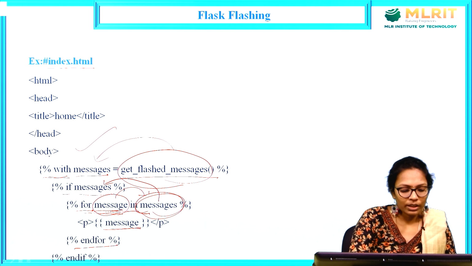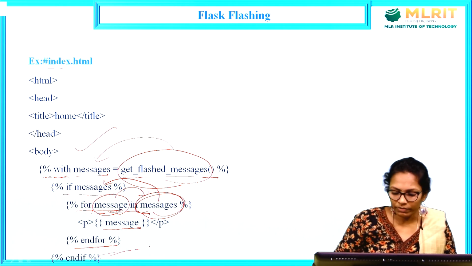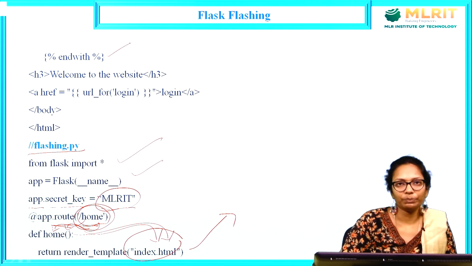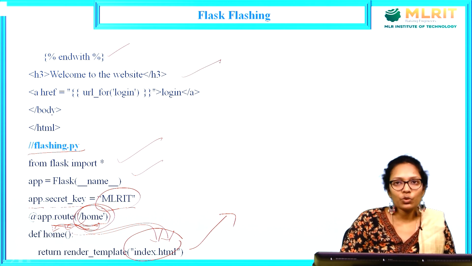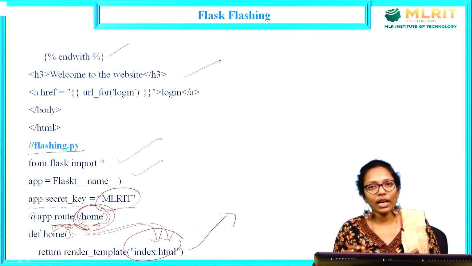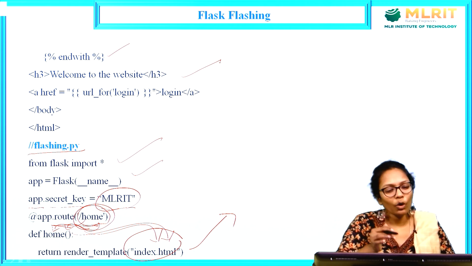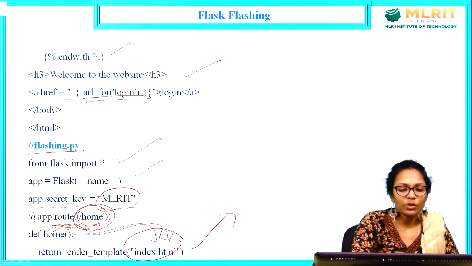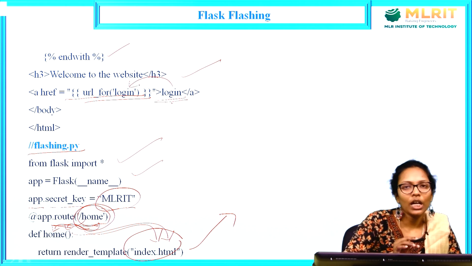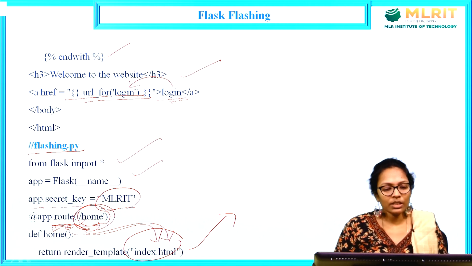I am closing the for loop, I am closing the if, and I am also closing the with. And after that, you're giving a message, welcome to the website, right? After displaying that, if you want to go back to the login page again, then I'm creating a hyperlink here. So the login hyperlink will be created. Whenever you click on this hyperlink, it will go to the login page again. So this is the program.